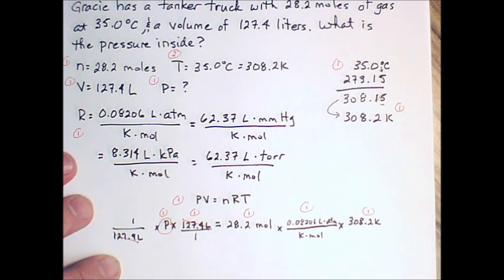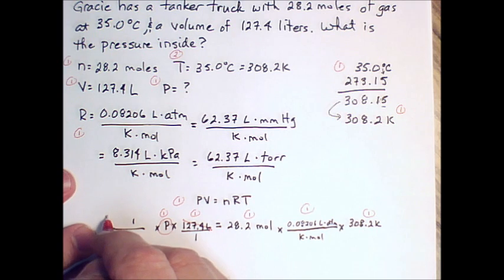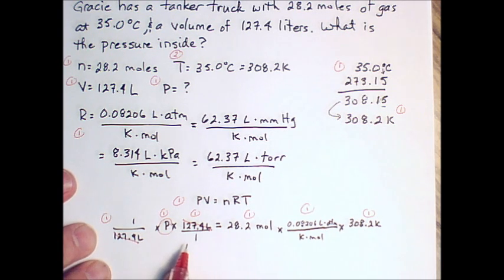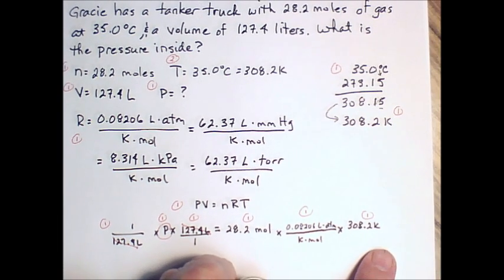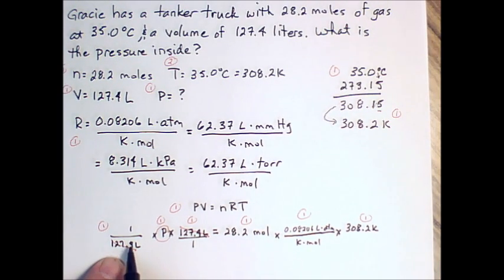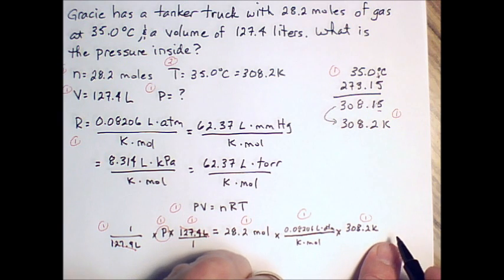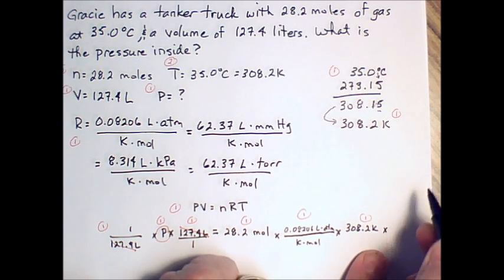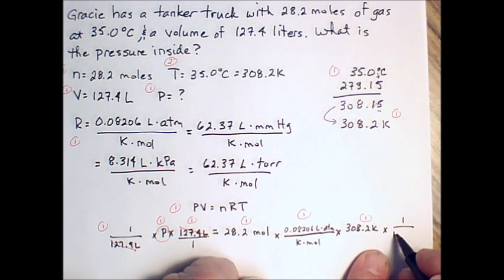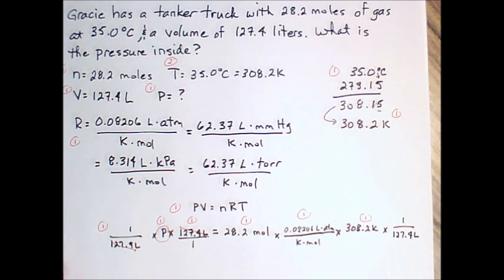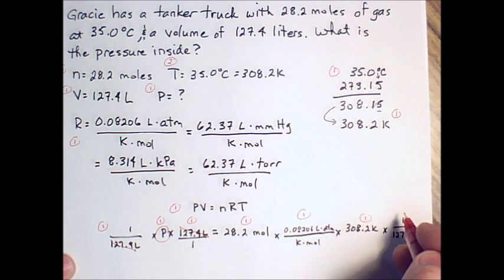So they have to do this to isolate the unknown. That's going to be worth a point for correctly isolating the unknown on this side. The thing to remember that they also have to do is, whatever you do to this side of the equation, you have to also do to this side of the equation. So we're going to also multiply by 1 over 127.4 liters on this side. So that's worth a point for putting that over there.